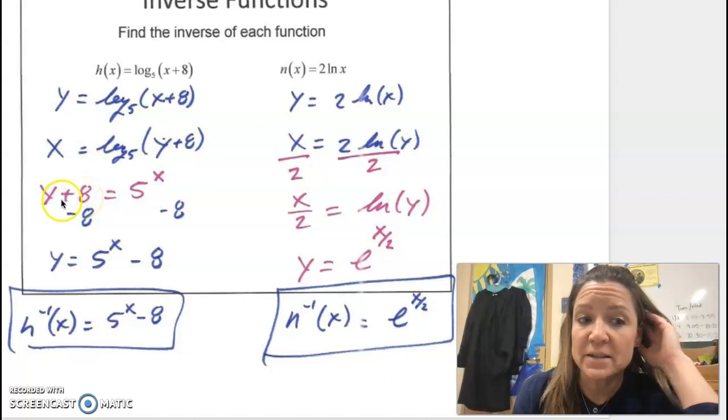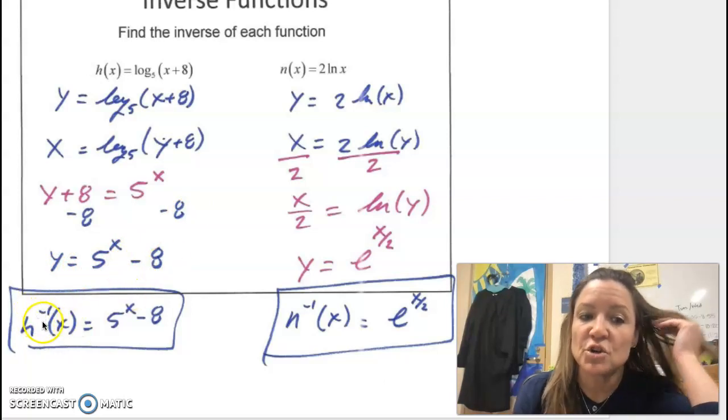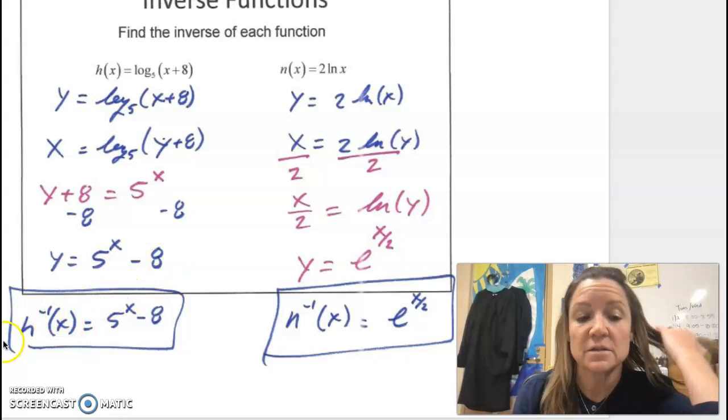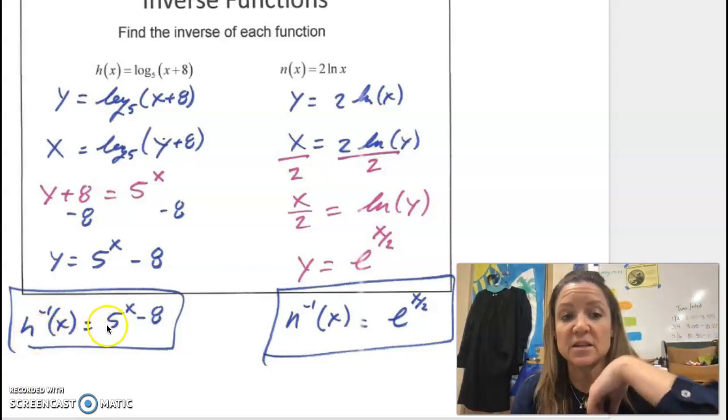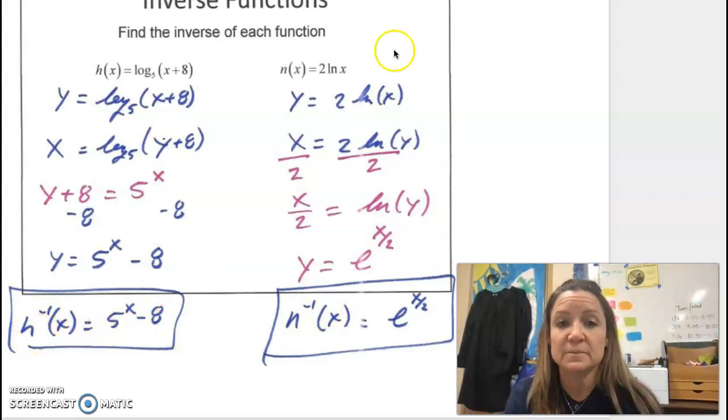Now to get the y by itself, 8 is being added, so we're going to subtract 8 from both sides, and we end up with y equals 5 to the power of x minus 8. And then we just change it to the function notation of h inverse of x. So inverse h of x equals 5 to the power of x minus 8.